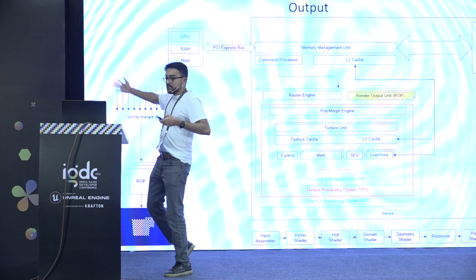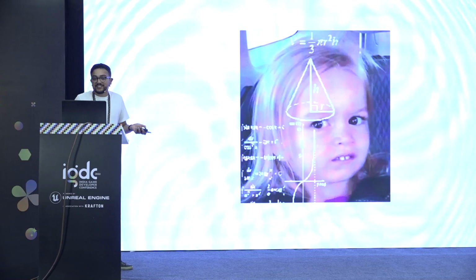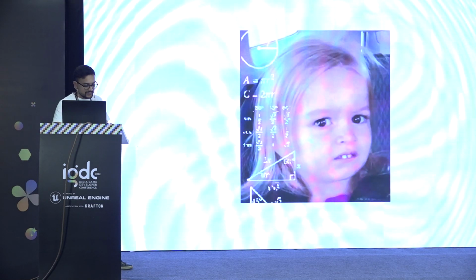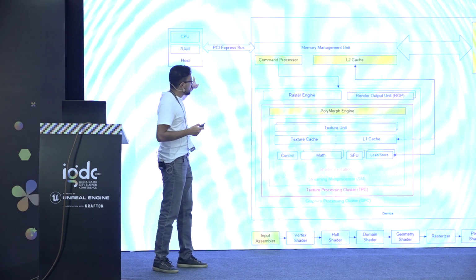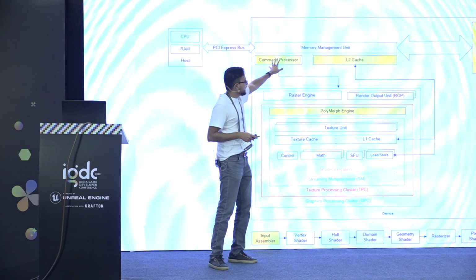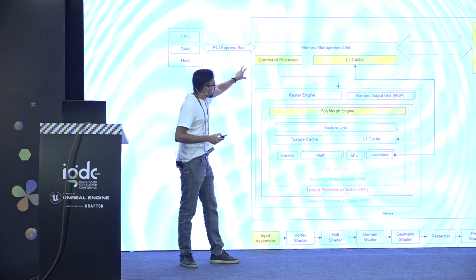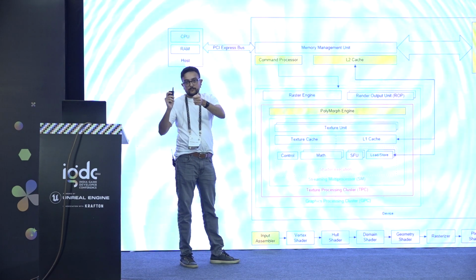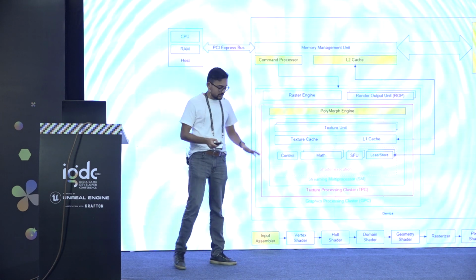So we just went through the whole journey of how these 2 triangles got rendered. And that was a lot of stuff. So let's recap. We started on the CPU. It sent some commands to the GPU. The commands travel over the PCI Express bus, went to the memory management unit, and then the command processor. And then we picked up individual vertex data from it. And then that was our input assembler phase.